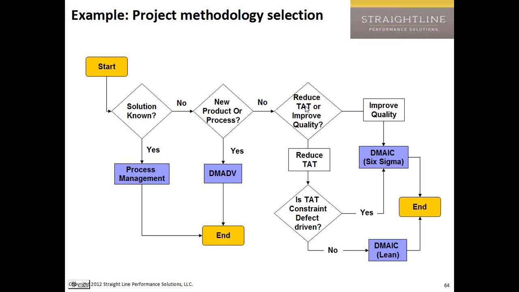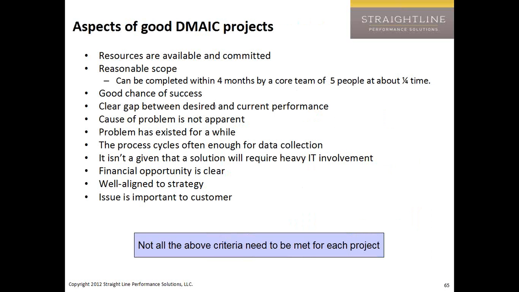So the first question would be, are we going to improve turnaround time or improve quality? If we're going to reduce turnaround time, we're probably going to be looking at lean, if it's not defect-driven. If it's improved quality, we're probably going to be using DMAIC with a Six Sigma emphasis. Again, this is just a guideline. It's very similar to what we talked through before: defects, delays, and variation. And there are formal ways of selecting this as well.